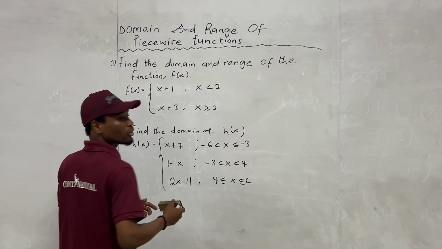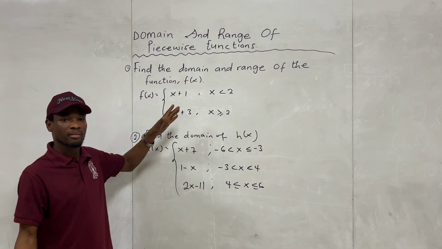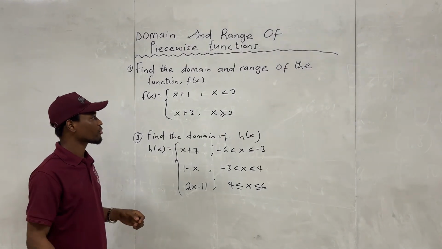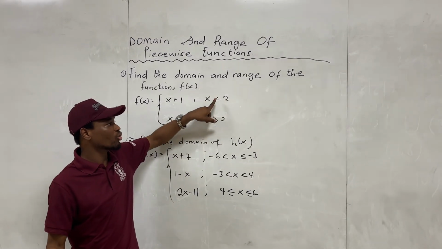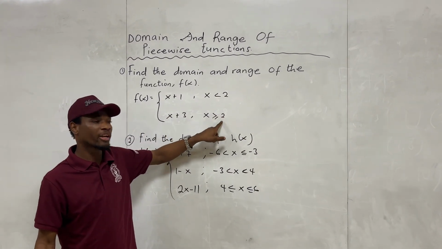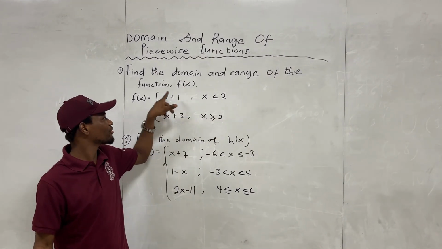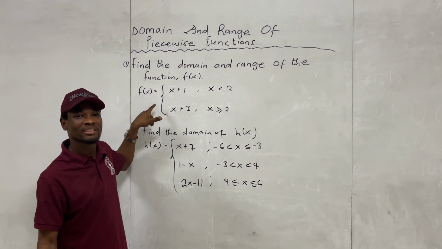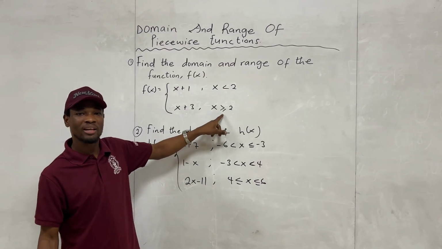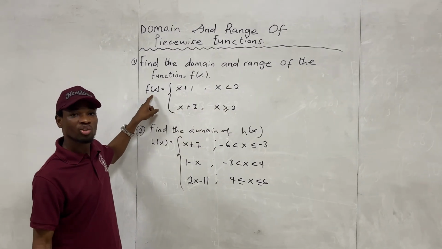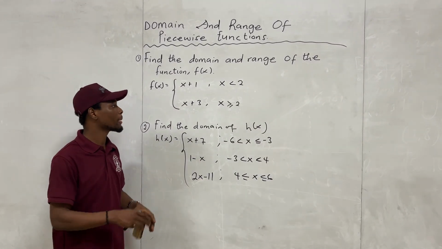So, viewers, we are going to graph this separately and merge them together, okay? And the domain of this function is the union of the domain of this and the domain of that. Okay, that will be the union. And the range of the function f of x is the union of the range of this and the range of that, and that will be the range of the function f of x. The same applies to this, okay?